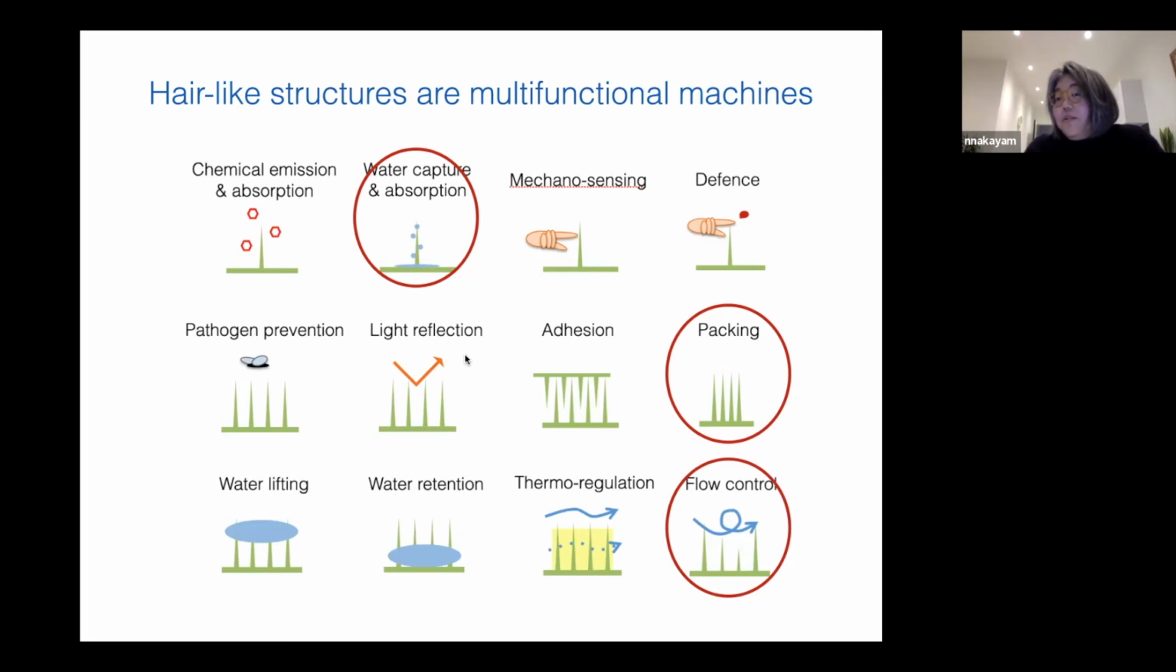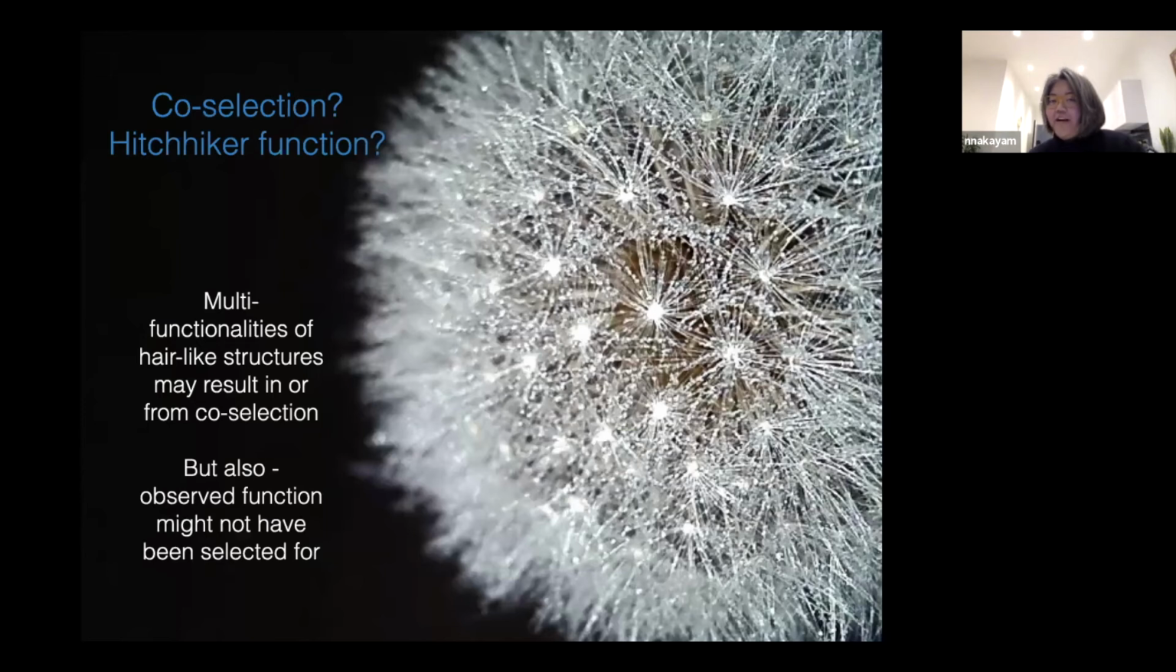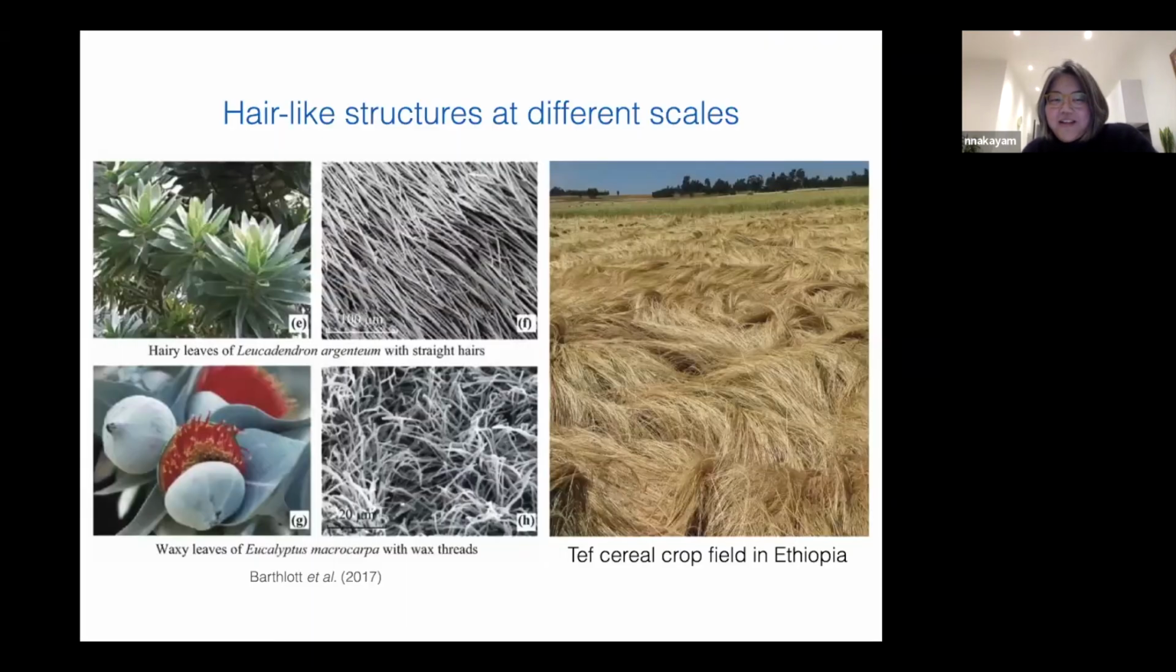Like in the case of a dandelion pappus, which is a very haired, functional structure, it's good for packing. They have a lot of empty space among themselves, so they can pack. And it's good for flow control, but also it's good for water capture, which I'm not going to talk so much about. So far, we haven't been able to really convince ourselves that's biologically important, but they are very good at catching water. Okay, I think I'm going to stop here, but hair-like structures you can find everywhere across the plant kingdom.